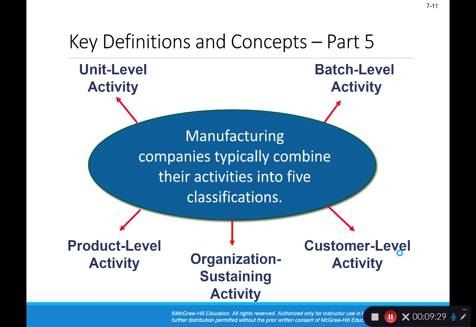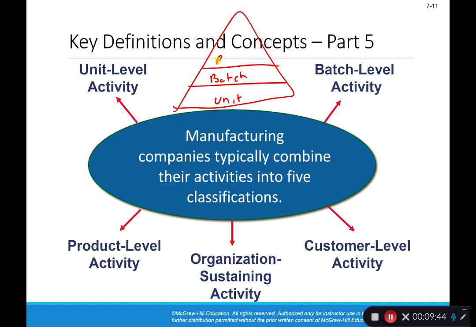These 5 levels of activity are unit level, batch level, product level, organization sustaining, and customer level. I like to view it as a pyramid where we have unit at the bottom, then batch, then product, then organization and customer at the top. The reason I like to view it in this way is because in order to identify what type of activity we're dealing with, we really need to start at the bottom of the pyramid and work our way up.